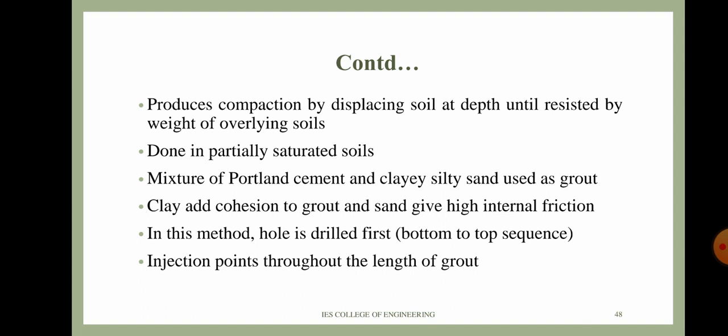This compaction grouting produces compaction by displacing the soil at depth until resisted by the weight of the overlying soil. Compaction grouting is done in partially saturated soils. A mixture of Portland cement and clayey silty sand is mainly used as the grout for compaction grouting, in which clay adds cohesion to the grout and sand gives high internal friction. In this method, the hole is drilled first, followed by a bottom to top sequence, and there are different injection points throughout the length of the grout. That is the main difference from the other grouting methods.